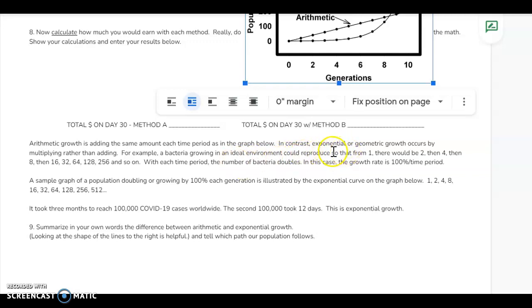Okay, in contrast, exponential or geometric growth occurs by multiplying rather than by adding. There's an example here. Okay, I'm going to stop there, and I'll let you tell me what more you need, if anything.